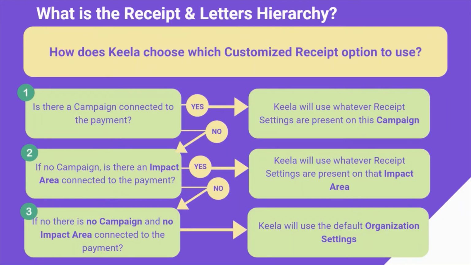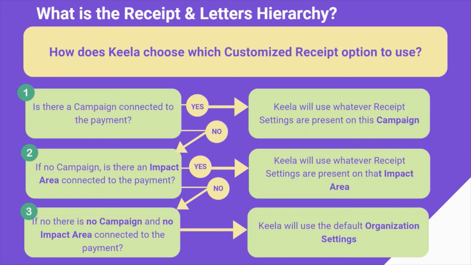This leads me to another really great question, and probably one of the most important things to note about how these customizable receipts work: there's a specific hierarchy, the order in which Keeler will check receipt settings and decide which one the system will use. So the first thing that Keeler will check when a payment is made and a receipt is being issued is if there's a campaign connected to it. So that's number one. And if that payment does have a campaign connected to it, then Keeler will use whatever receipt settings are present on that campaign. And so if you go to look at the campaign and you look at the receipts and emails tab, whatever is there, that's what Keeler will use.